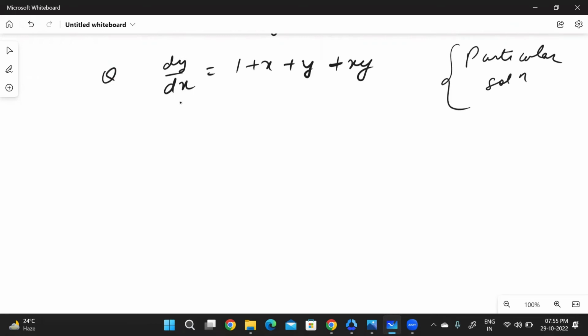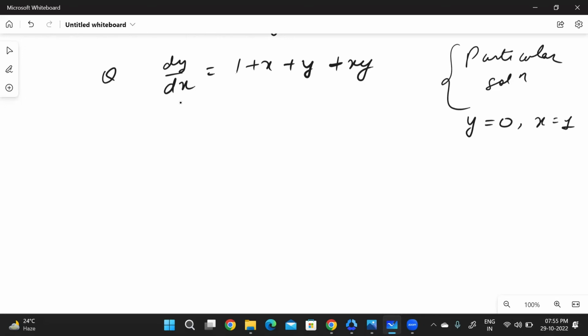So what we are going to do is solve for the general solution, and at the end, whatever the given condition is, we'll apply it and determine the particular solution. The given condition is y is 0 when x is 1. So here we have 1, x, y, xy. We have a non-linear term xy.